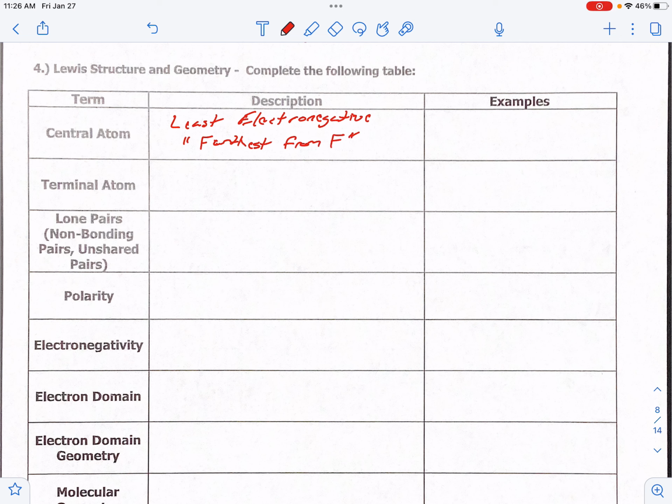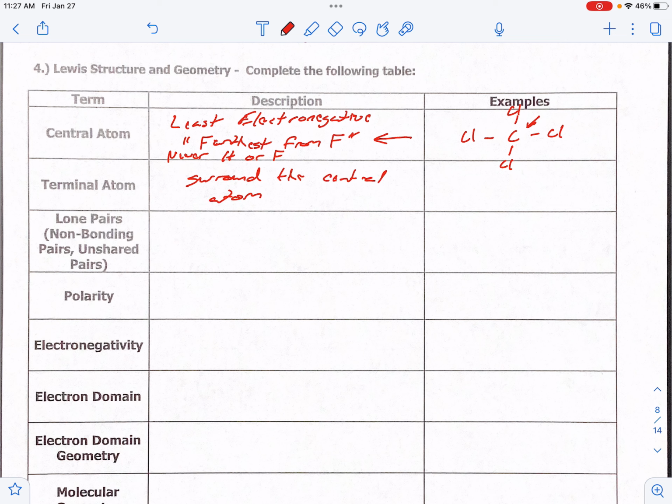Or I just tell a lot of my students to pick the one that's further left on the periodic table. It will never be hydrogen or fluorine. So hydrogen will never be in the middle, fluorine will never be in the middle. Your central atom would be, let's just say CCl4, that carbon right there. Terminal atoms are the atoms that surround the central atom.